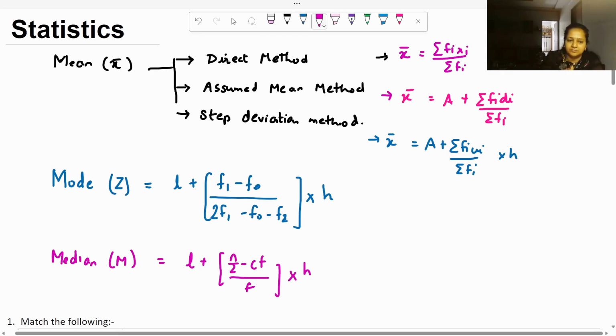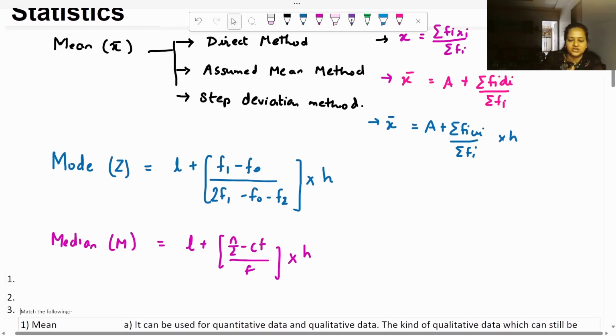Okay. Now, median tells me the middlemost value of the given data. Right. So with the help of this formula, we are able to find out the middlemost value of the given data when the data is grouped. Then we have an important part which helps us to know the relation between the three.